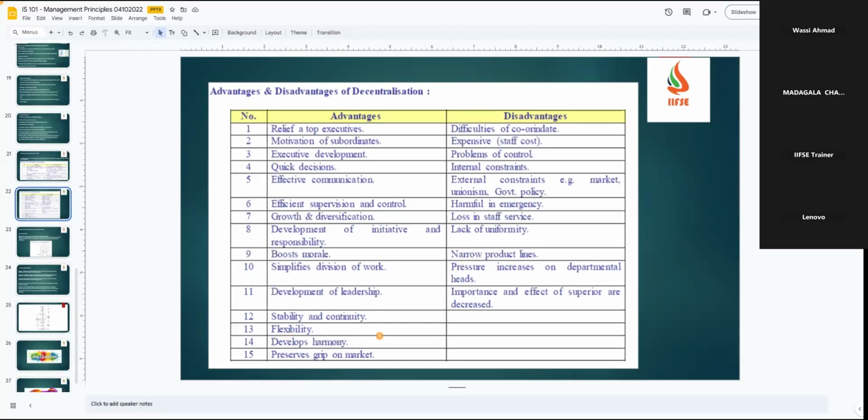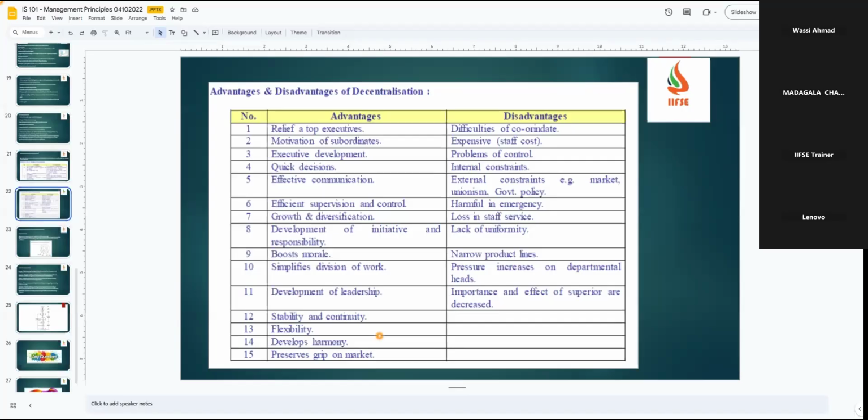Then flexibility. It is also one thing where the people in the process will be very flexible. It will increase the flexibility of the people, because they take the responsibility of the management, so they will give more attention to the activities.